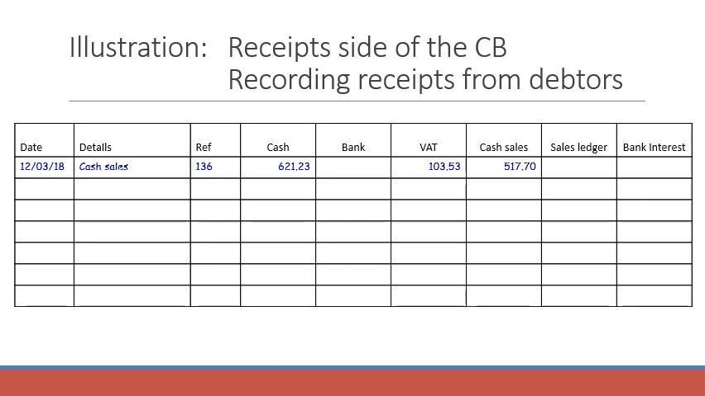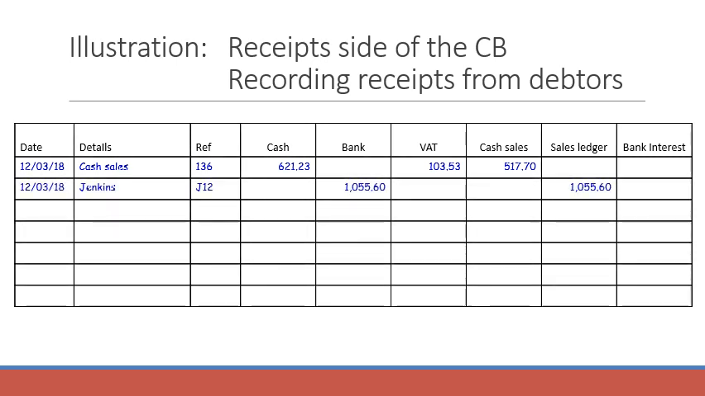Having looked at how we record a cash sale, we'll now look at how we record a receipt from a debtor. An alternative name for a debtor is a trade receivable. So it's somebody who owes us money for sales that have been made sometime before. So a period of credit has been given.